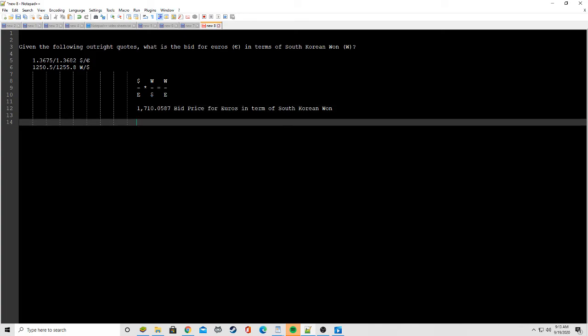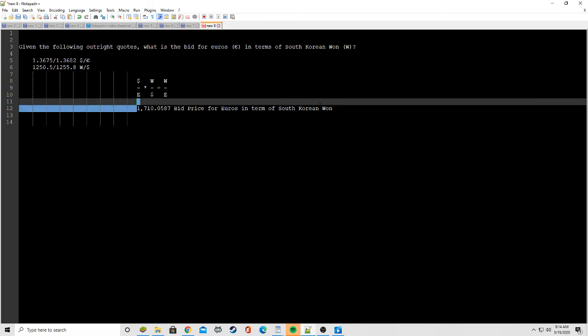Anyway, what we did was multiply the two bid prices, and then we demonstrated why the U.S. dollar signs cancel out. What we're left with, in normal terms, is W over E, or won over euros, which is euros in terms of South Korean won, and this is our answer.